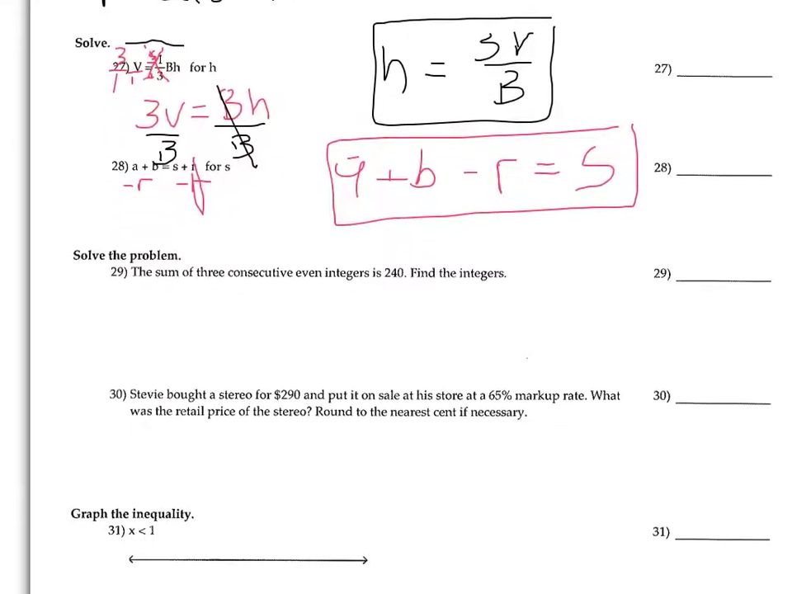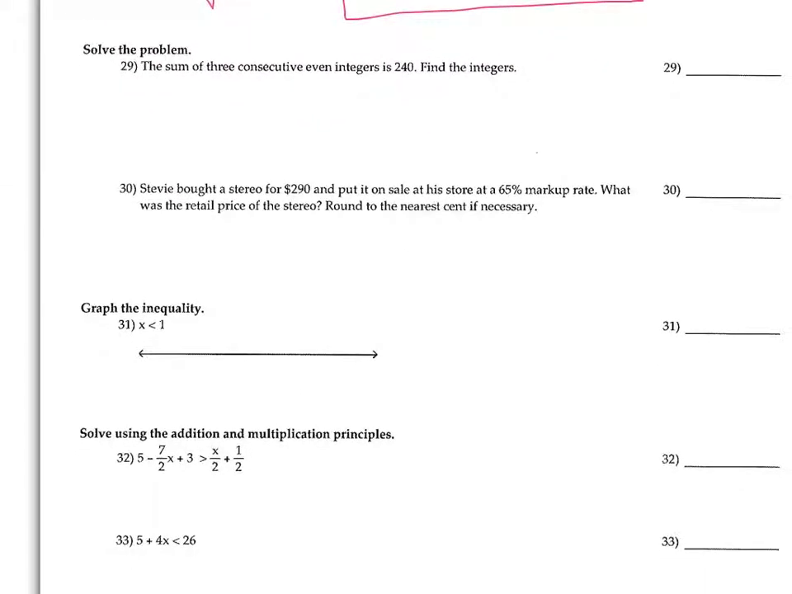Okay, now we have a couple story problems, it looks like. And for this next one, it says find the sum of 3 consecutive even integers. The sum of 3 consecutive even integers is 240. Find the integers. So once again, if we think about even integers, it's like 2, 4, 6. And those would be 3 consecutive even integers. Or 26, 28, and 30. So the distance between the first one and the second one is 2, and the distance between the first one and the third one is 4.